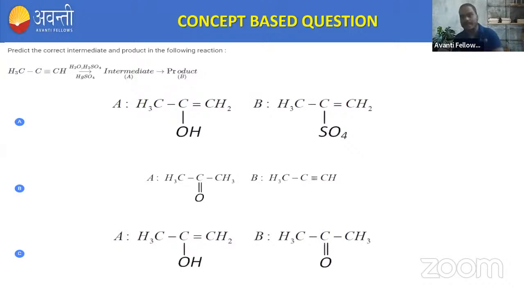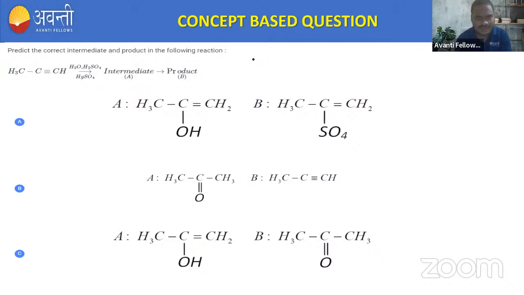Okay, so this is again a very, very interesting question, that is, predict the correct intermediate and product in the following reaction. So we have CH3CCH, that is an alkyne, and when you treat this alkyne with H2SO4 in the presence of mercury sulfate, you will get intermediate A, then they convert it into B. So this is a very, very simple method, right? And this method is used for the preparation of aldehyde and ketone from the alkyne. So this is going to be very, very interesting.